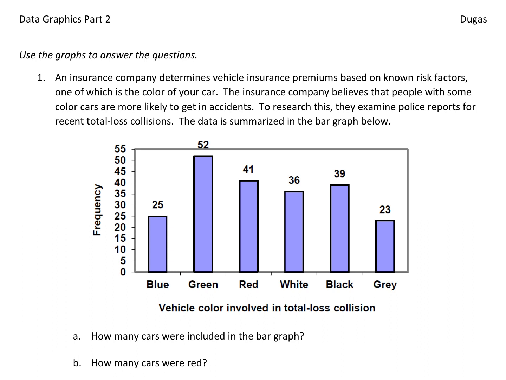So the first one: an insurance company determines vehicle insurance premiums based on known risk factors, one of which is the color of your car. The insurance company believes that people with some color cars are more likely to get in accidents. To research this, they examine police reports for recent total loss collisions. The data is summarized in the bar graph below.